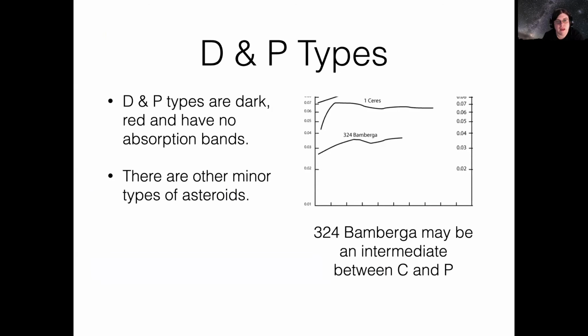Now, the other big important types are D and P types. They're dark, they're red, they have no absorption lines. Bamberga is kind of intermediate between a C and a P type, and there's a few other minor types. Again, a lot of the time we're classifying by albedo, slope, which is basically is it red or gray, and just spectral lines, because there's really not much else we can go on.